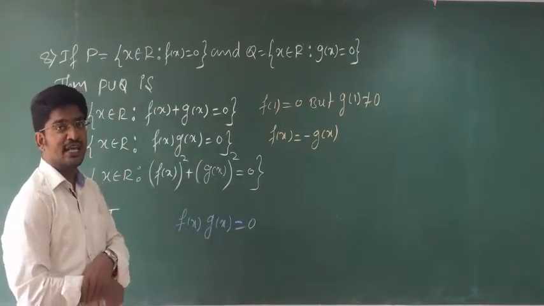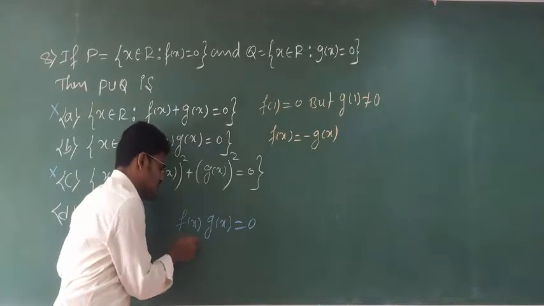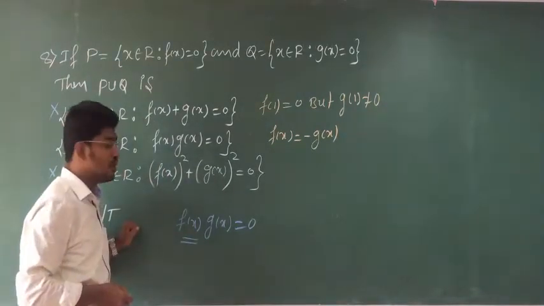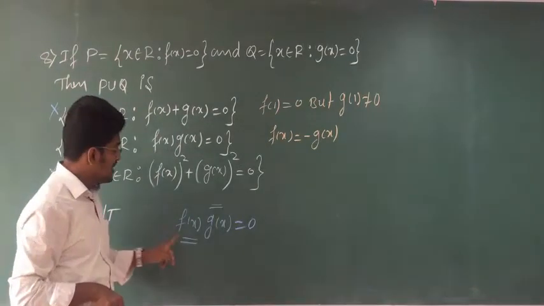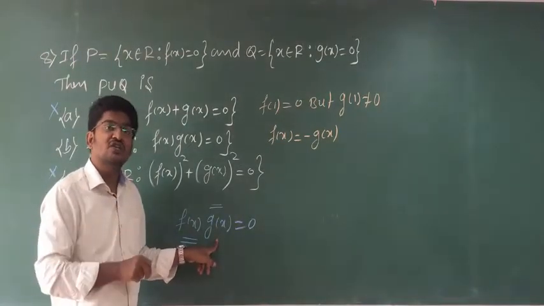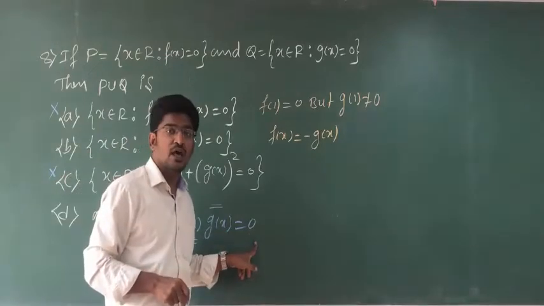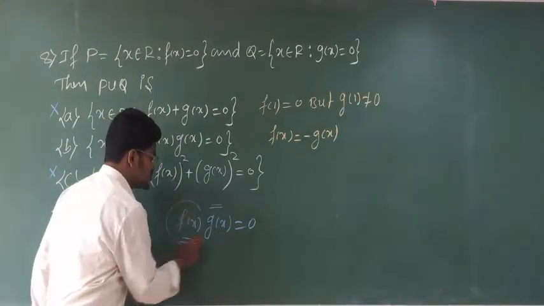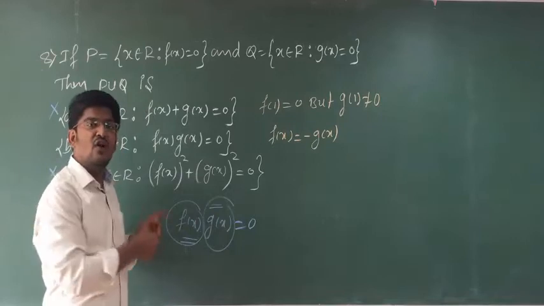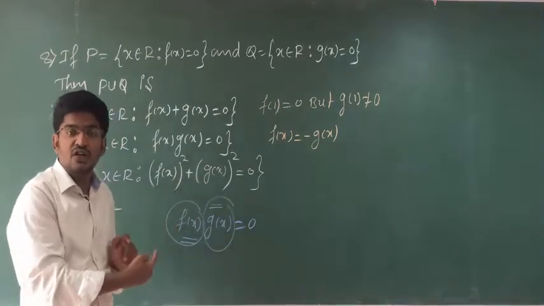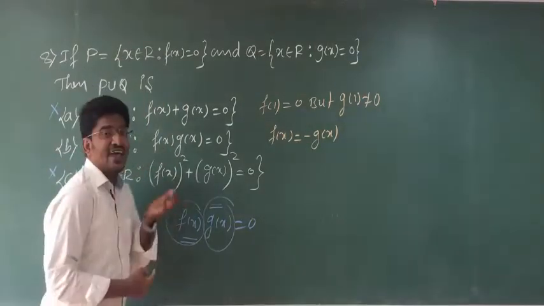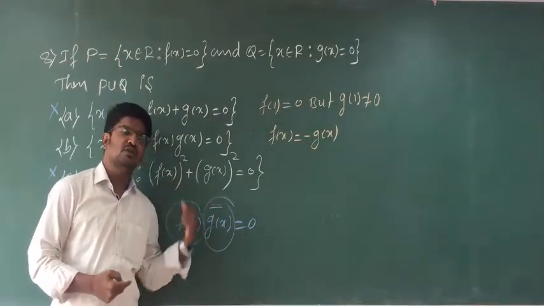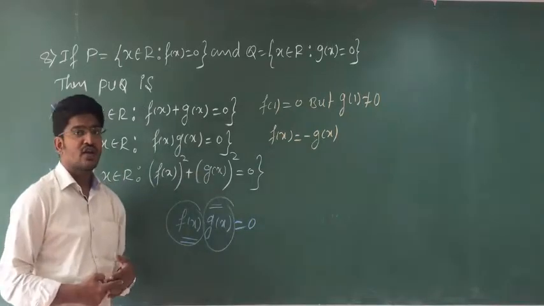What does this product tell us? Either f of x may be 0 or g of x may be 0. If any one of these two is 0, the output will be 0. Are you getting my point? From these two, if any one of the functions is 0, the product will definitely be equal to 0, because as you all know, anything multiplied with 0 will be equal to 0. Are you getting my point?